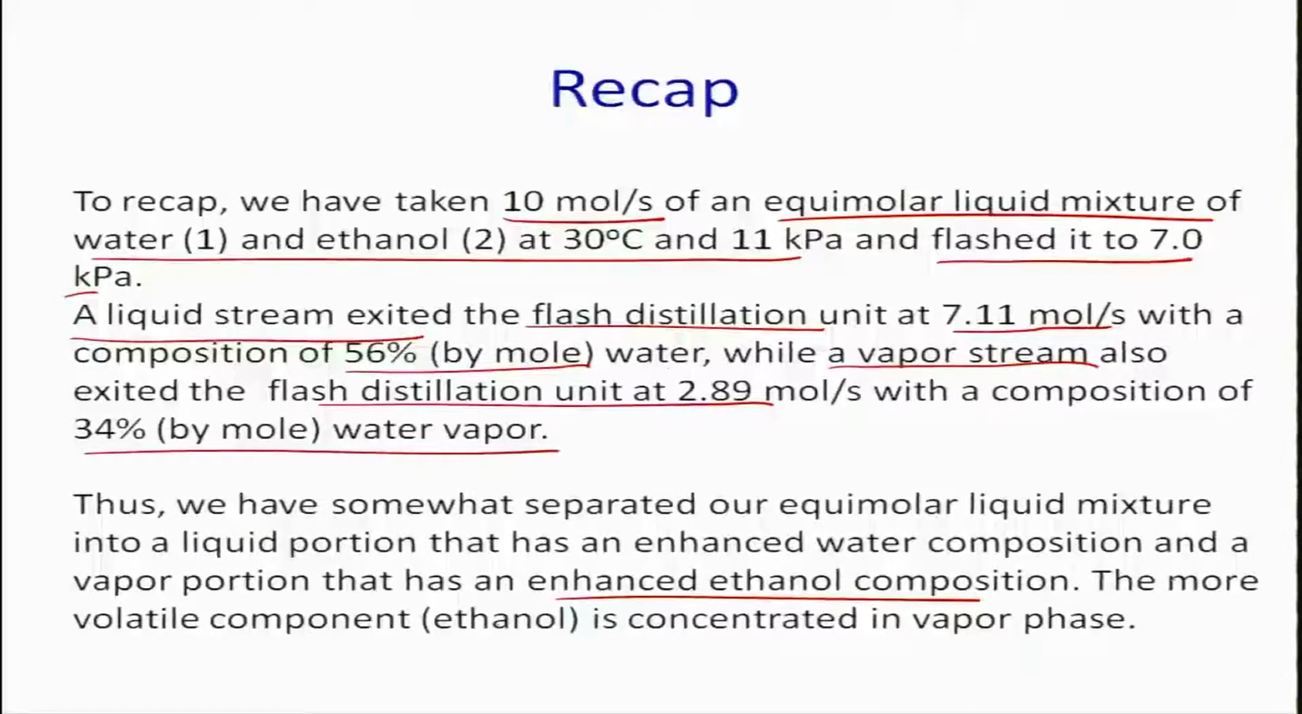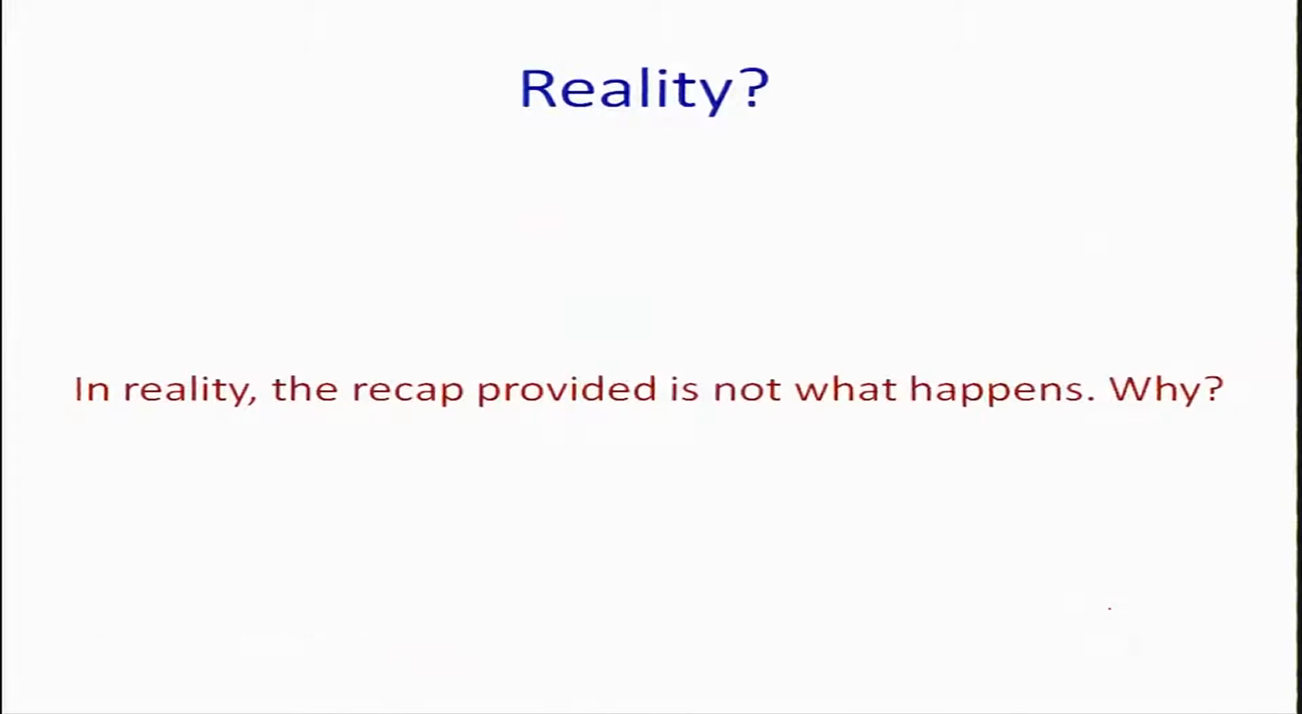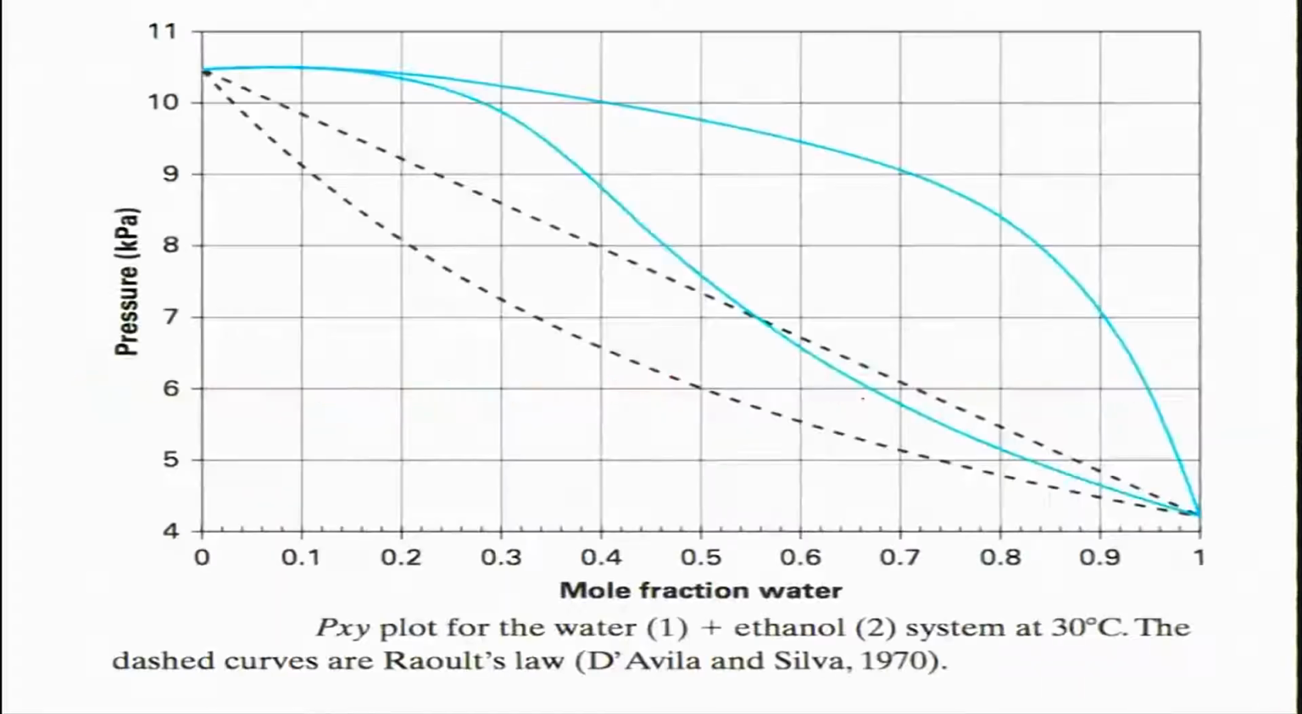The more volatile component, which is ethanol in this case, is concentrated in the vapor phase. That is what you expect. Okay. So, everything is beautiful, right? In reality, what happens? In reality, the recap provided is not what happens, and why? That is important. Everything looks mathematically correct, and we beautifully segregated it, but this is not what happens in reality. In reality, at this condition phase separation will not occur. So, let us look at why.